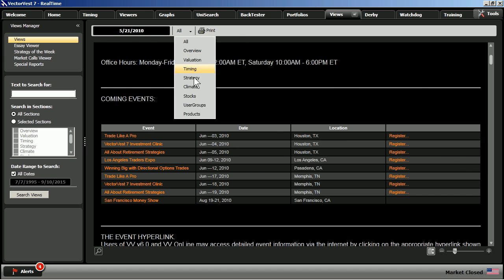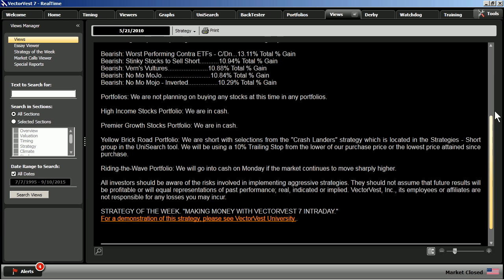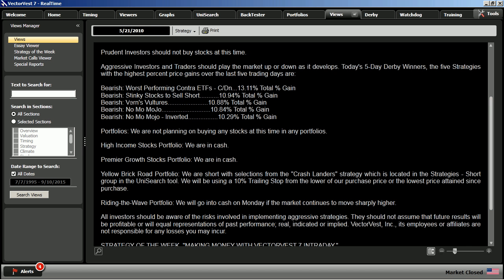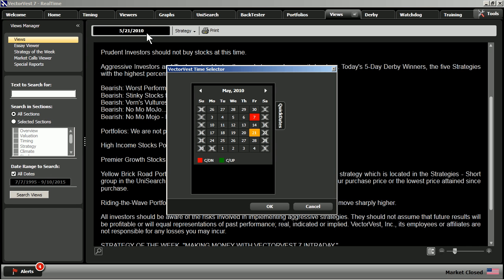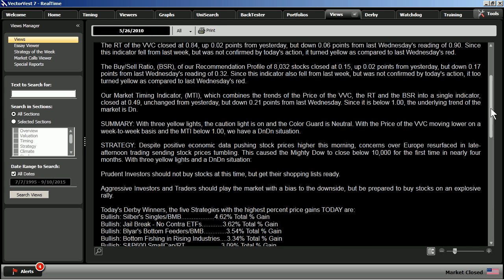In this case, it would be the Friday night strategy section. Once again, we would check. That night, the Derby winners were again all bearish. Now, I would follow that process as long as the MTI and buy-sell ratio stayed down at those levels, and in this case it would have taken me to May the 26th.